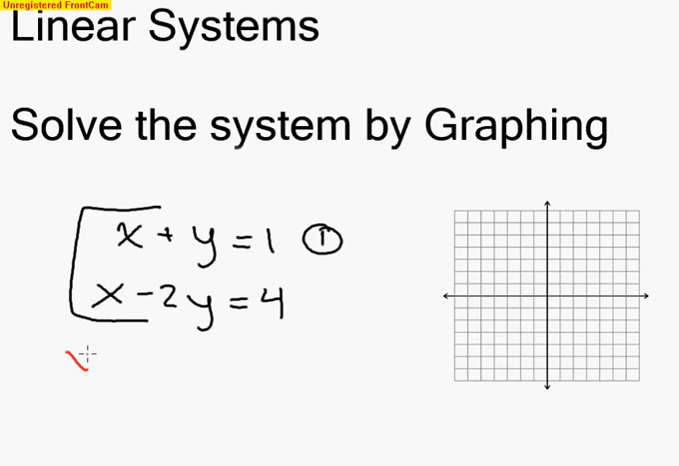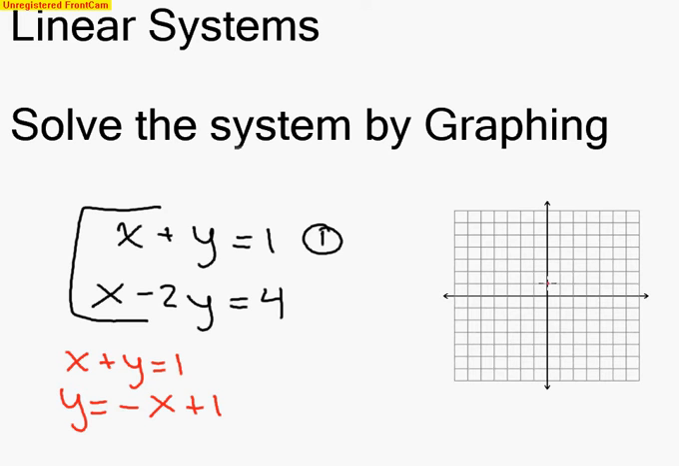So we have x plus y equals 1. In order to graph him, usually you can either find x-intercepts and y-intercepts, or you can plug in points. I personally think the easiest way is to put it in the form y equals mx plus b. So we'll subtract x from both sides of the equation. And we have a negative 1 for our slope and 1 for our y-intercept.